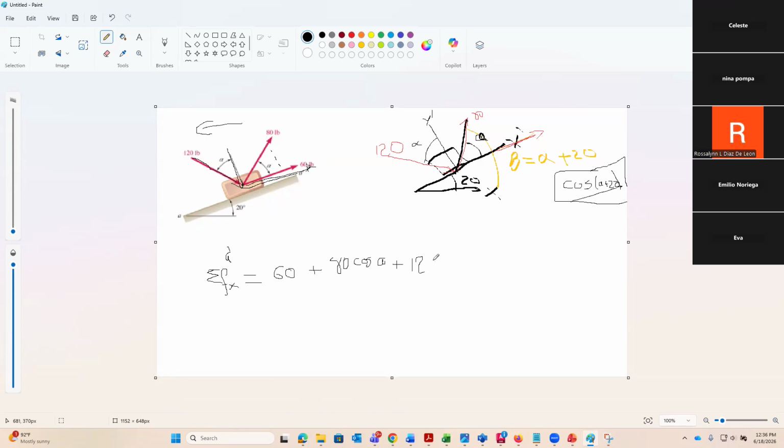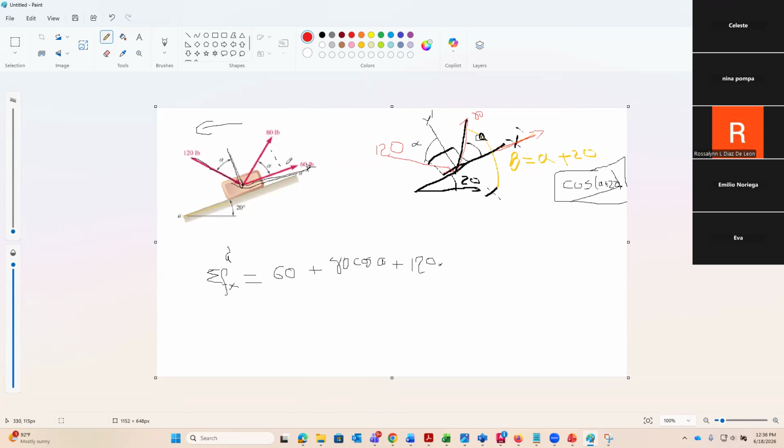120 times what? Somebody tell me, 120, which, cosine or sine of A? Who's here? Celeste, what do you think? Or Nina, or Rosaline, or Emilio? For 120, I'm thinking it's going to be sine of A just because it's oriented differently, like the origin point we have, but the horizontal. Thank you for participating, because that's telling me how bad or good I'm able to explain.